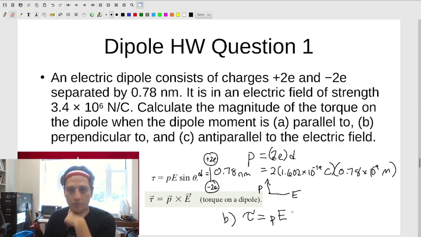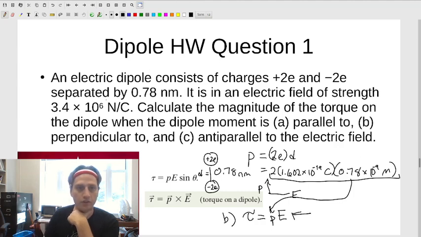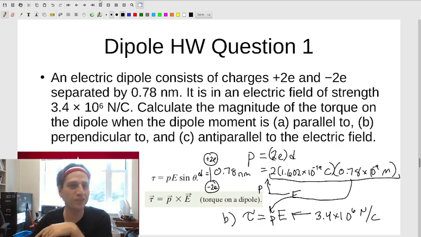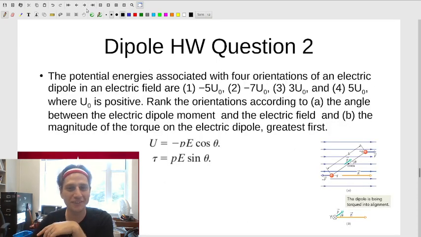So we know what the P would be there. You get the numbers out, put them in. And then for your E, they also give you that as 3.4 times 10 to the 6 newtons per coulomb. And torque has units, as always, of force times distance, so it'd be newton meters. If you put joules, I won't count you off. But okay.